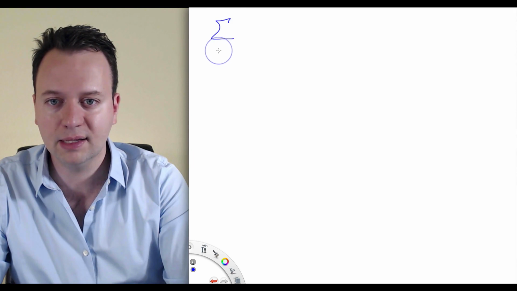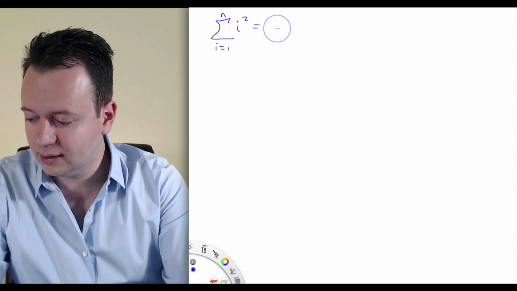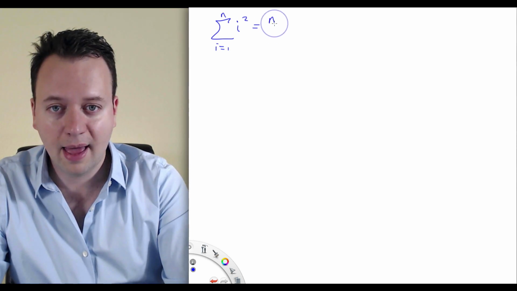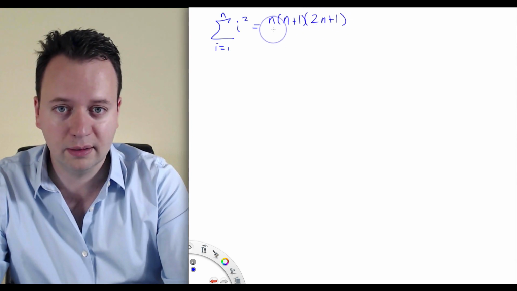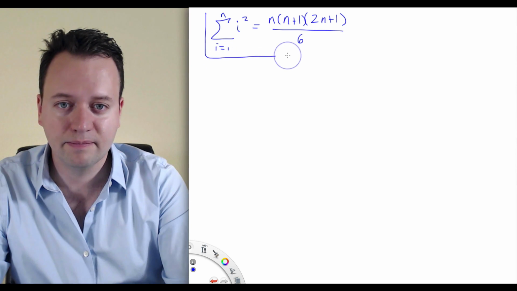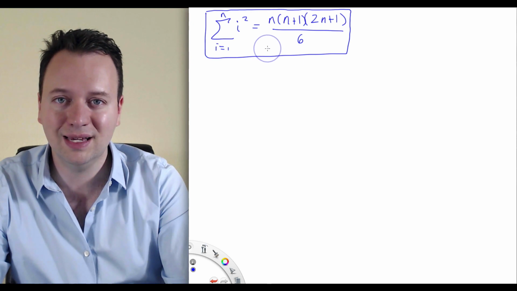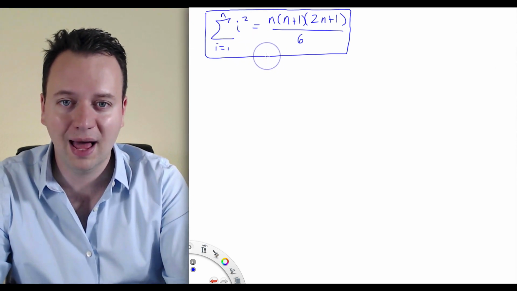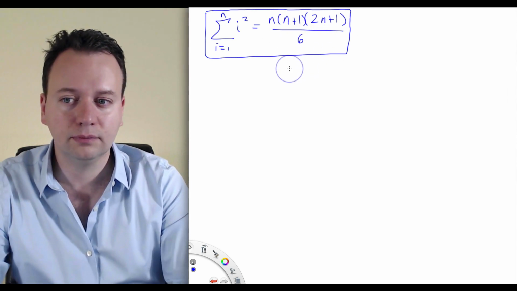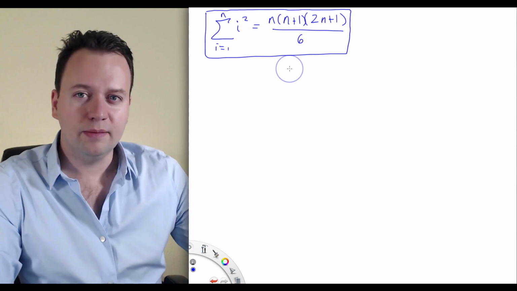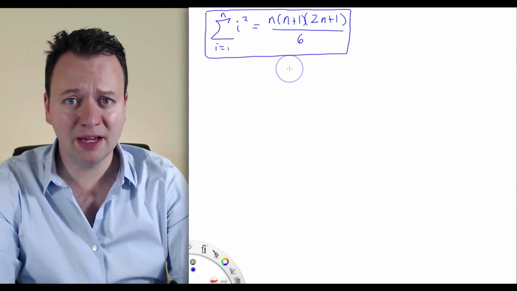So the next one says that the sum from 1 to n of i squared is given by n times n plus 1 times 2n plus 1 all divided by 6. So if I do 1 plus 4 plus 9 plus 16 plus 25 plus 36 plus 49, I just replace n with 7, and that's what I get, whatever is given by this formula. So let's treat this one using mathematical induction and see where it takes us.